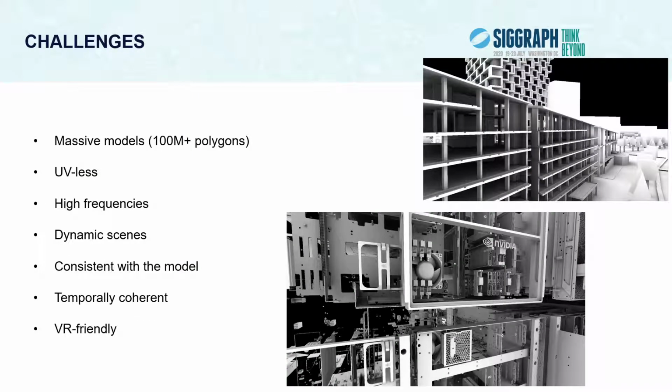We also had a number of additional constraints, one being the complexity of the scene, that we would have to deal with massive CAD models. So think 100 million plus polygons. Those CAD models typically don't have UVs defined. They can have arbitrary high frequency, so for example, very complex mechanical models. The scenes can be fully dynamic because in a CAD viewport, everything can be edited. And it's really important that the rendering is fast and consistent with the model because this AO will be used also to make design decisions.